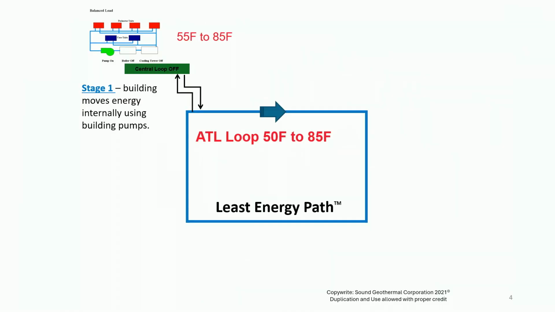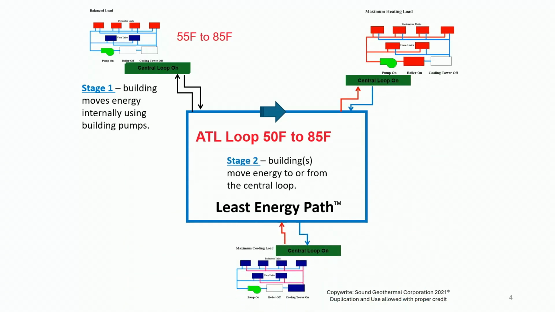To give you an example of the control of these systems, we have a building that is running between 55 and 85. If it gets out of range, it turns the central loop pump on and goes to the central loop. The central loop is idling, so other buildings and assets are available to this building.